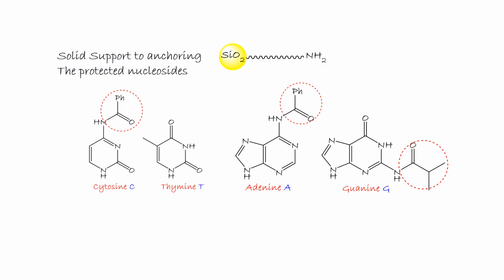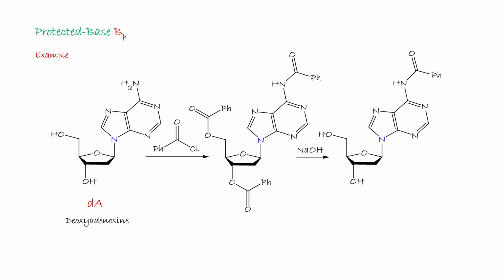So to build up the first molecule, we need a solid support with an active group, as we mentioned here, NH2. We need the base of the nucleoside to be protected. For cytosine, a benzoyl group is okay. Thymine we don't need to protect. Adenine, again, a benzoyl group is a good protecting group. For guanine, an isobutyryl group will be fine. Protected bases, just an example for that.